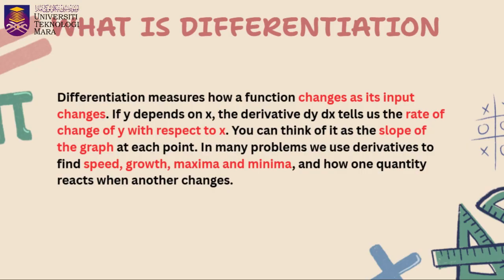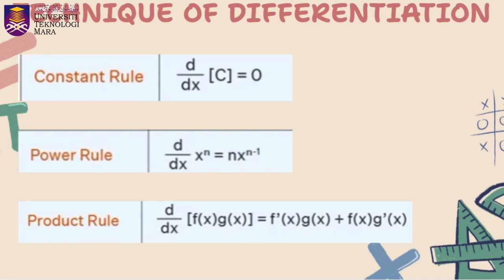So I would like to explain about differentiation. What is differentiation? Differentiation measures how a function changes as its input changes. If y depends on x, the derivative dy/dx tells us the rate of change of y with respect to x. You can think of it as the slope of the graph at each point. In many problems, we use the derivative to find speed, growth, maxima and minima, and how one quantity reacts when another changes. Five rules include the constant rule, power rule, product rule, chain rule, and lastly the quotient rule.